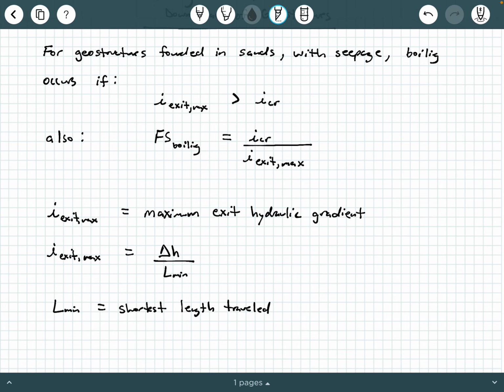So that brings me to the question, what is delta H? Well, delta H is the change in head, so that's basically the head loss. Delta H is the head loss. And then L min is the shortest length traveled. So let's look at a little illustration of this.